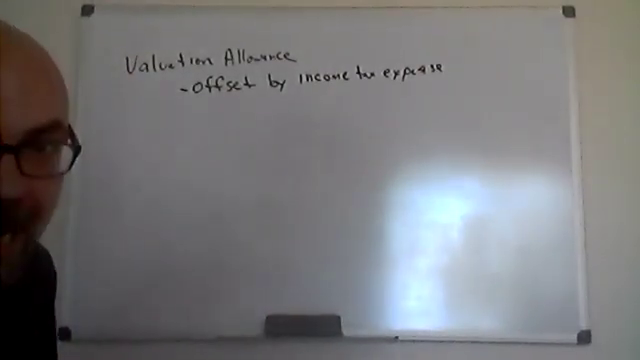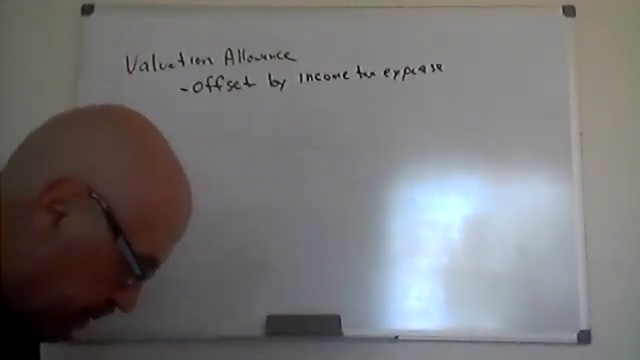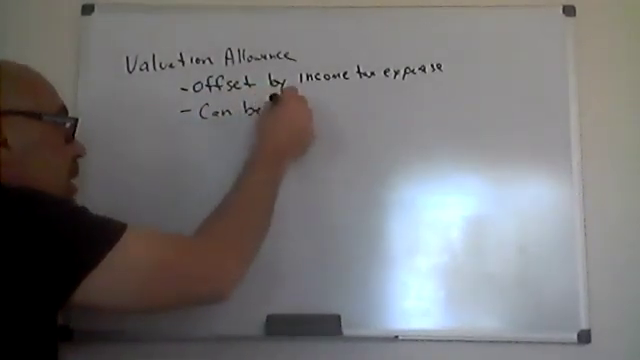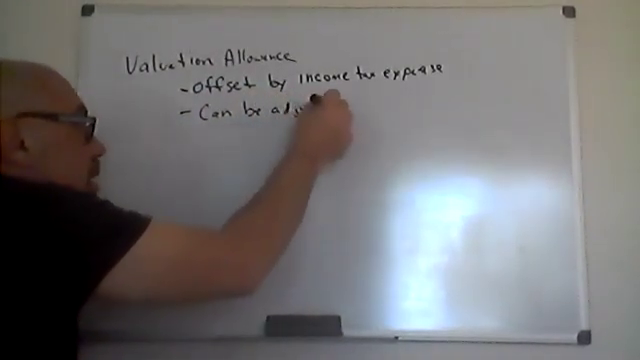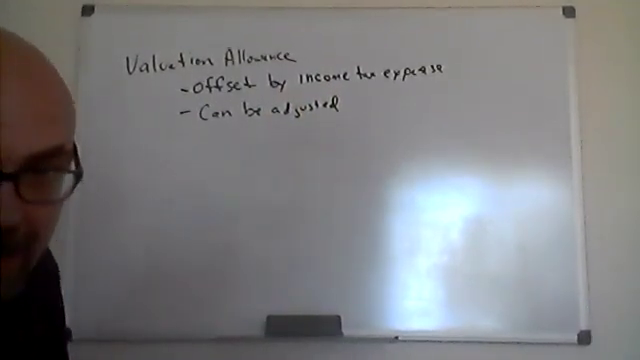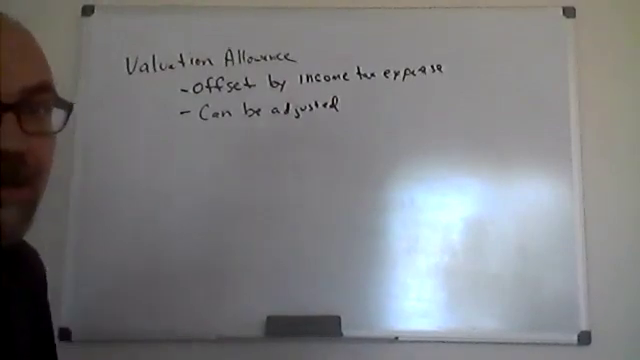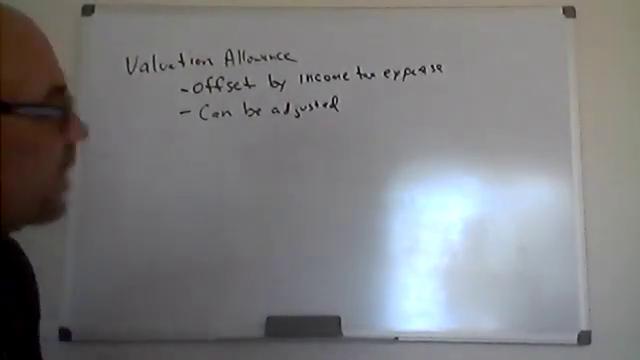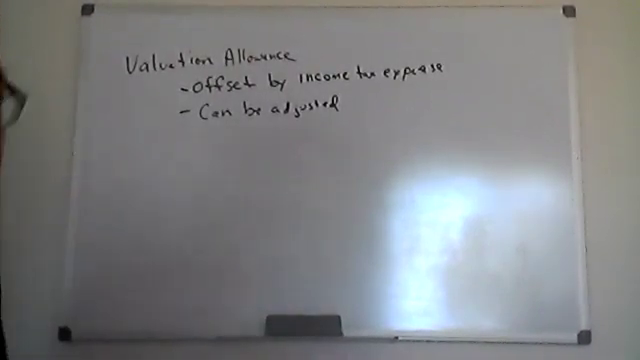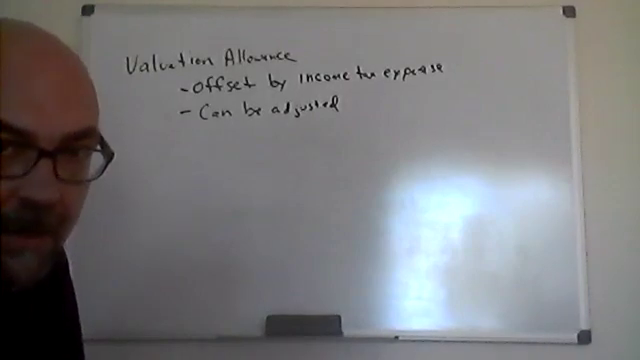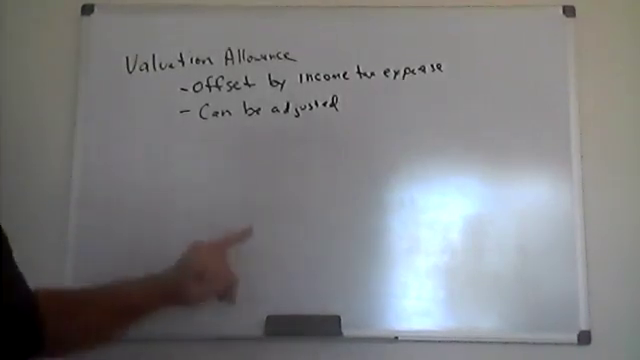So whenever we create it, and I should say this, it can be adjusted. Because whenever we create it and we're lowering a deferred tax asset, it's going to have to be a credit. So when we offset it by income tax expense, it's going to have to be a debit. Debits create our expenses, so creation of the valuation allowance is usually going to increase your income tax expense. But throughout the period, it can be adjusted.